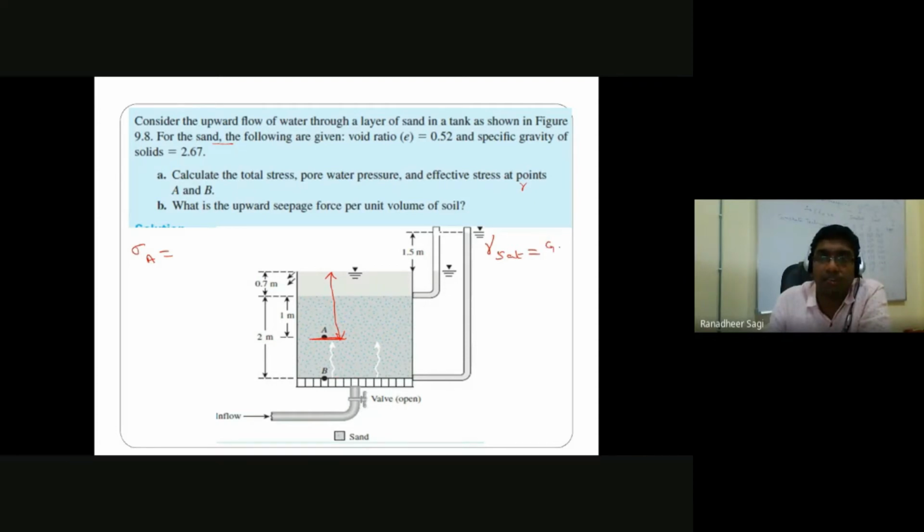For calculating the saturated unit weight, if you can recall, we have an expression like this: (GS plus e) by (1 plus e) into gamma W. The specific gravity of soil solids is given. The void ratio of the soil is also given. And the unit weight of water, you can consider as 9.81, which is the standard value. So can you please calculate the saturated unit weight of this soil and tell me the value?